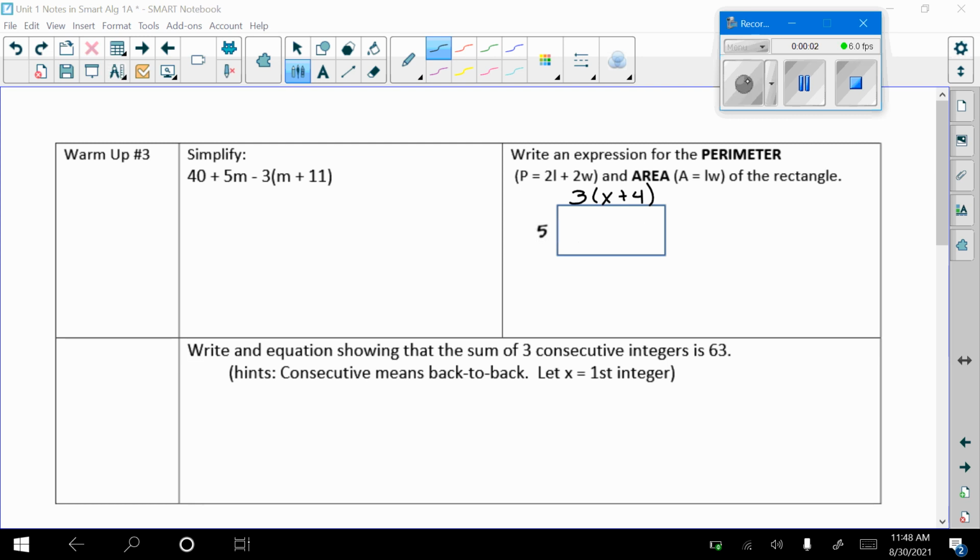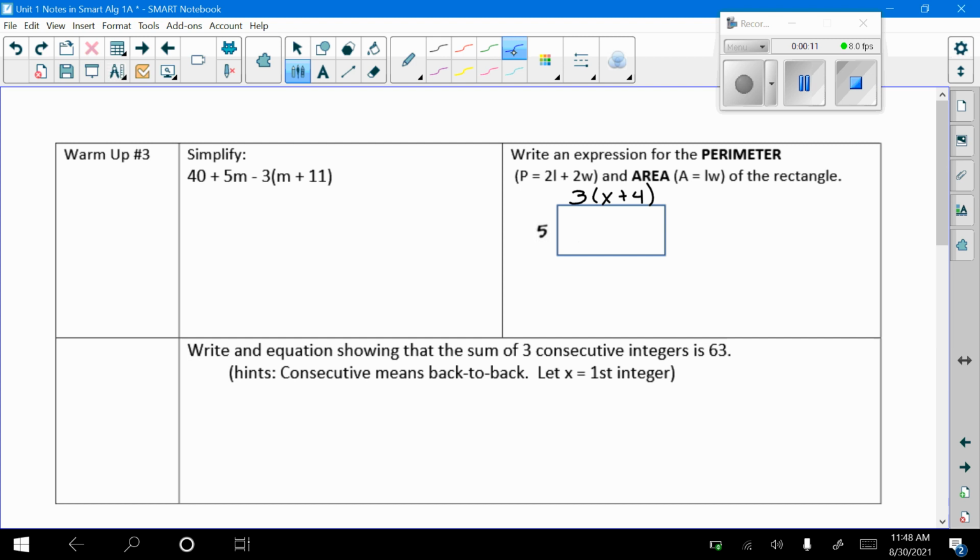Okay, so we are starting in on the warm-up number 3. Please try this on your own and then come back and check with me. The first one, we're going to do some distributive properties. So we're going to take this -3 and we're going to distribute it to both items inside that parentheses.